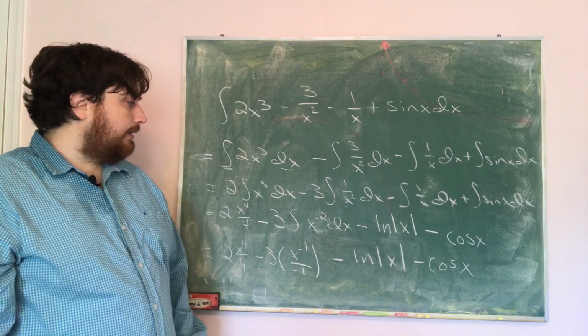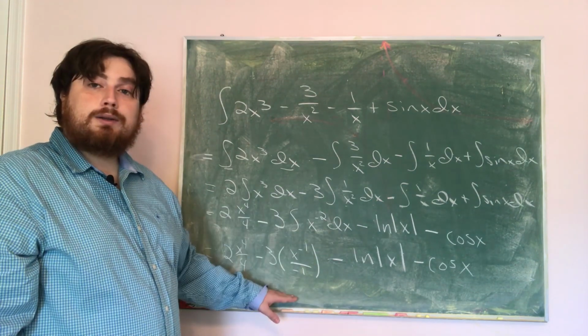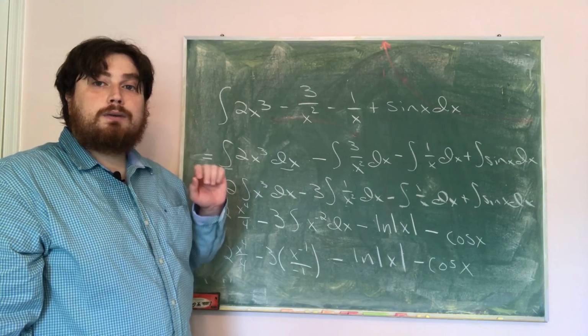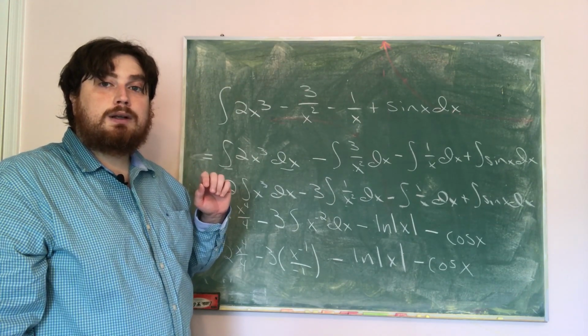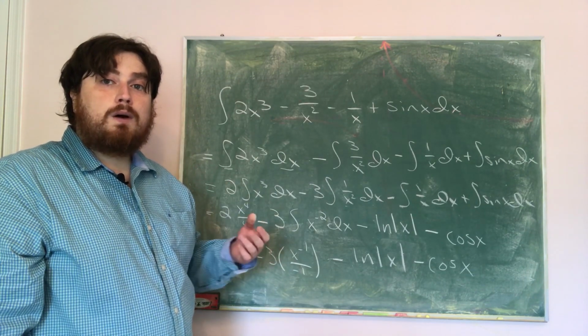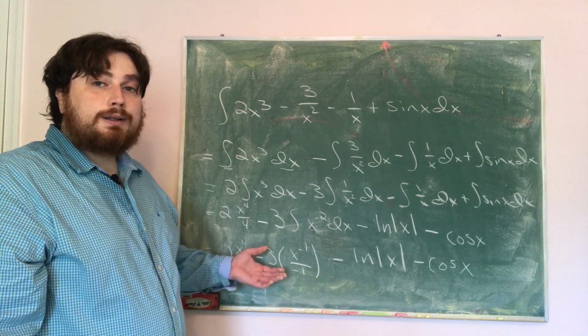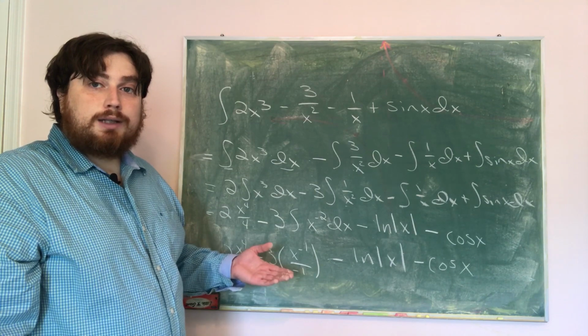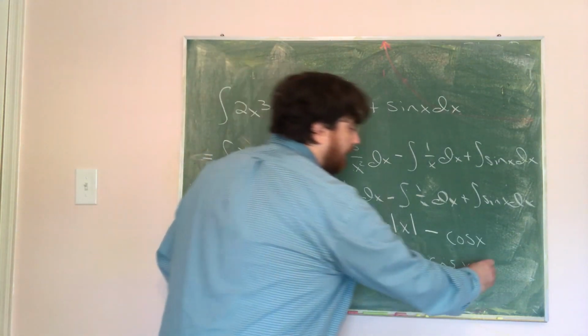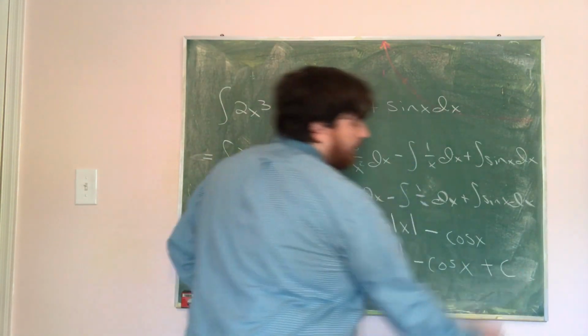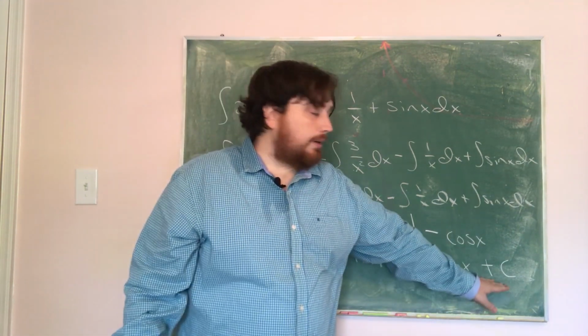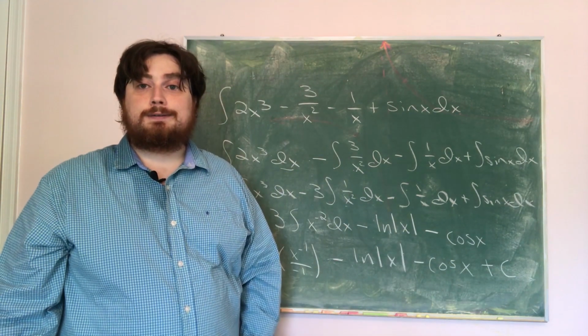Now I do want to point out that we found one antiderivative, whereas we wanted to find all antiderivatives. So if we want to find all antiderivatives, all we need to do is add in a constant of integration. So at the end here, now that we're done with all of our integration, we're going to put a plus c.